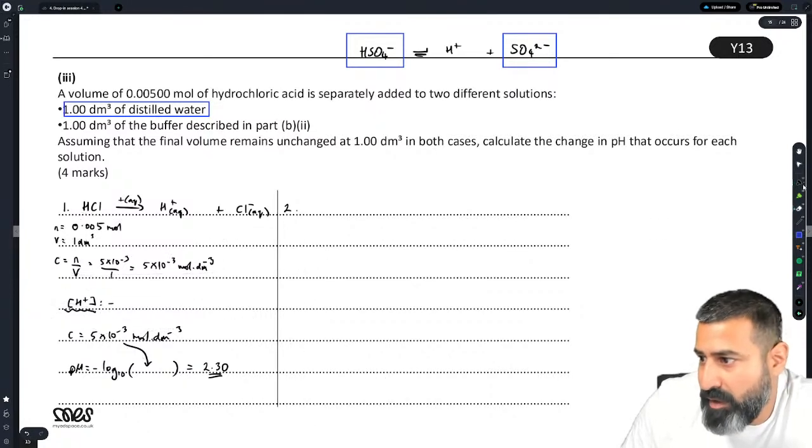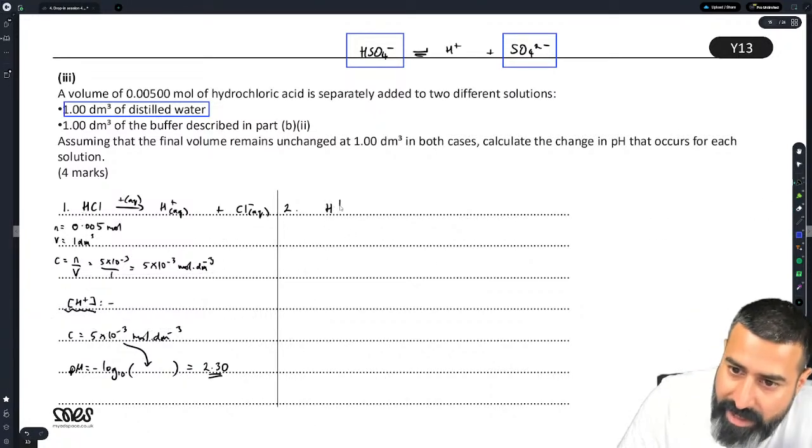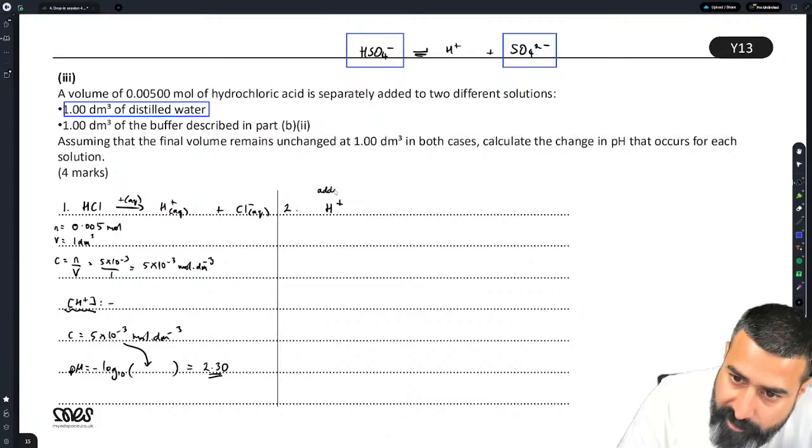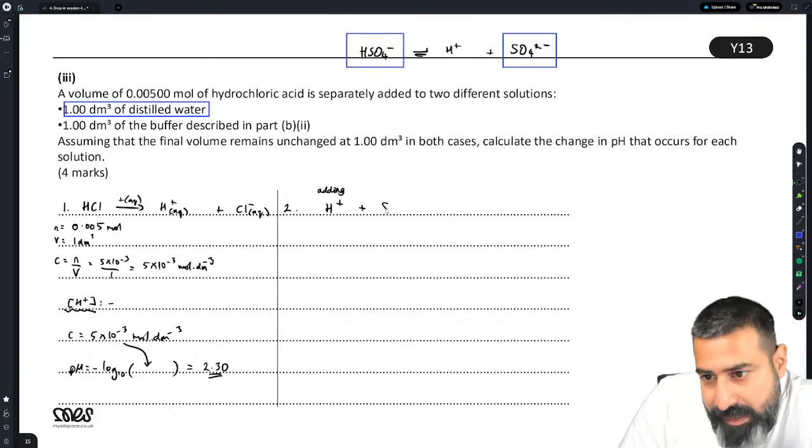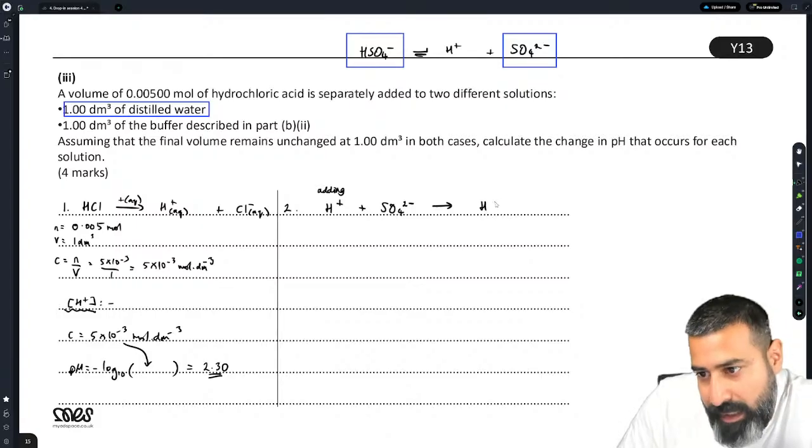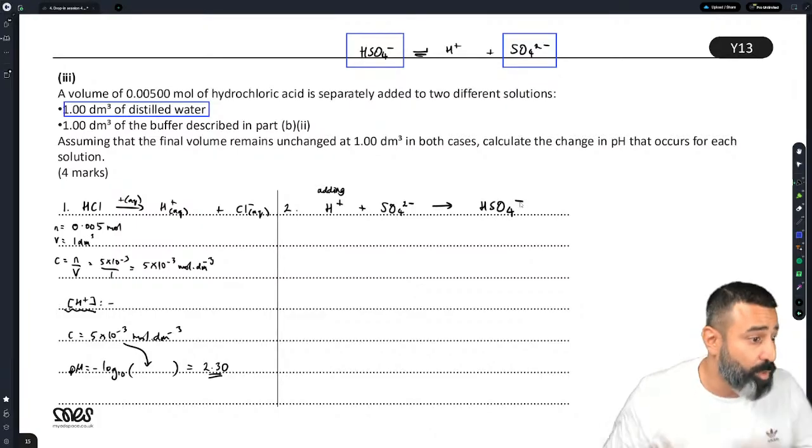So then let's write an equation for this. I've got H plus that I'm adding plus SO4 2 minus that it's reacting with. And what am I making? I'm making more HSO4 minus. So what do I need to do here?